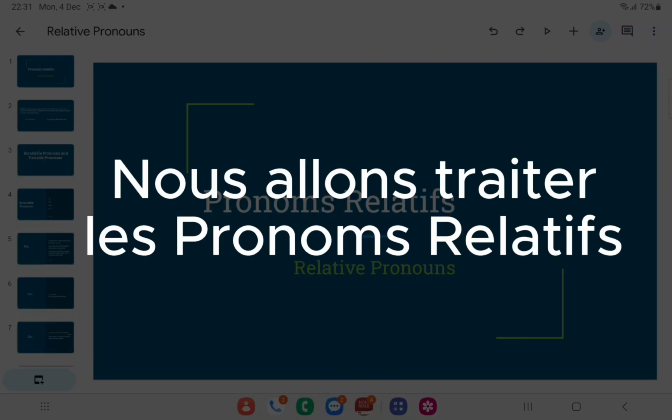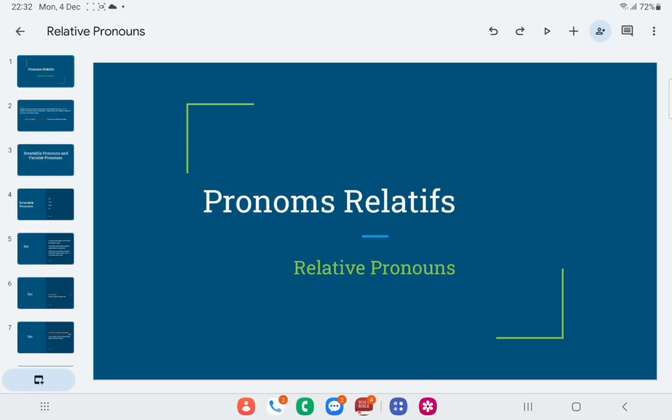Aujourd'hui, nous allons traiter les pronoms relatifs. Today, we are going to be looking at relative pronouns.